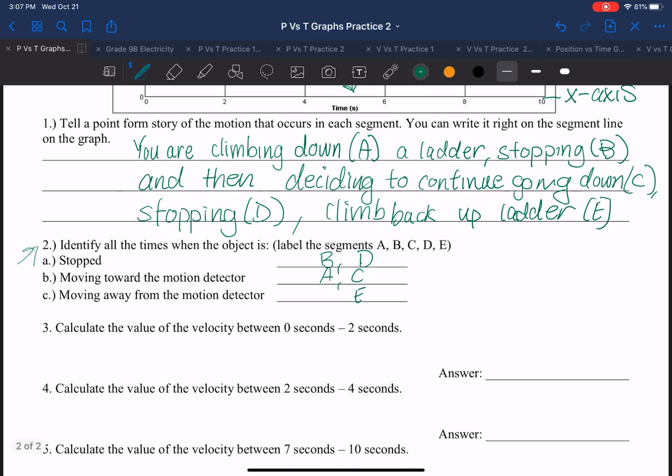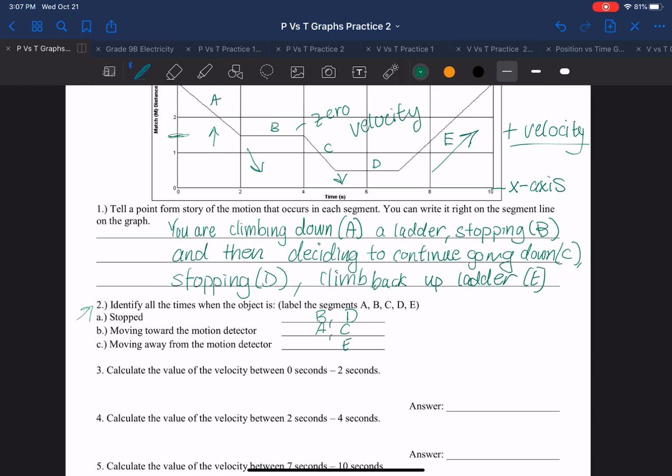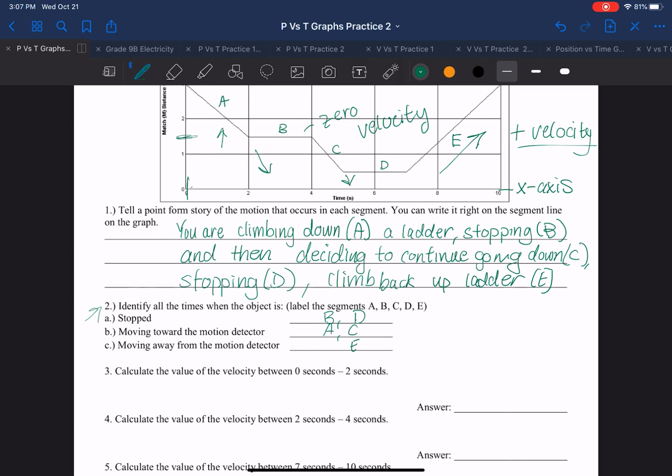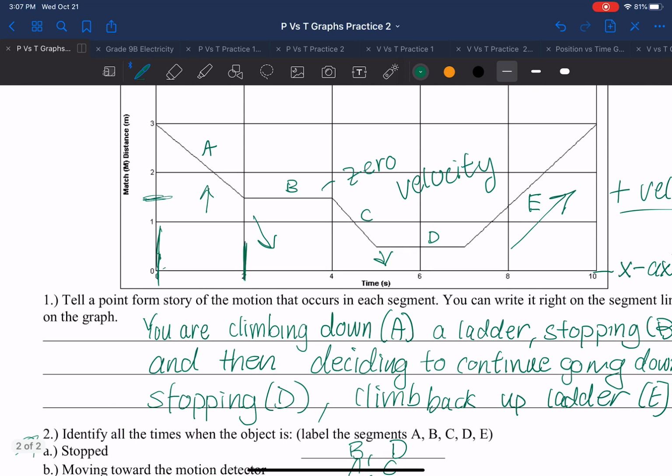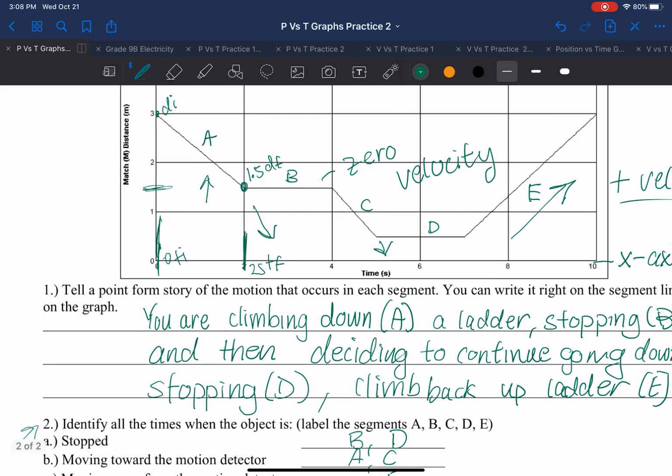So let's calculate the value of the velocity between 0 and 2 seconds. So we're calculating for this segment or phase of movement, A. And we're going to choose points. So this was 2 seconds, which is our TF. 0 is our TI. This point here, I'm going to say it's 1.5, and that's our DF. And then at 3 is our DI.